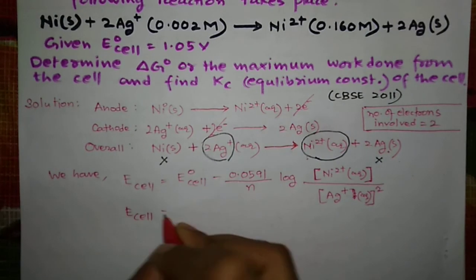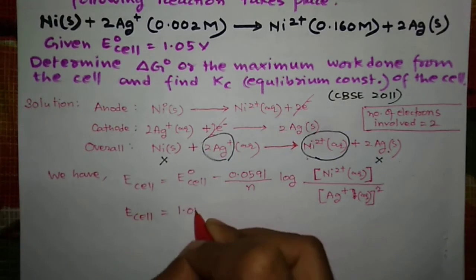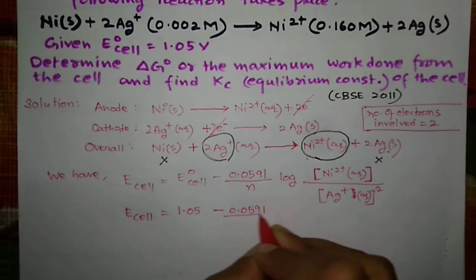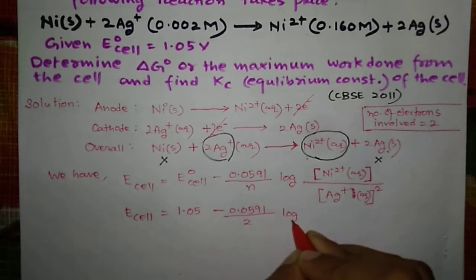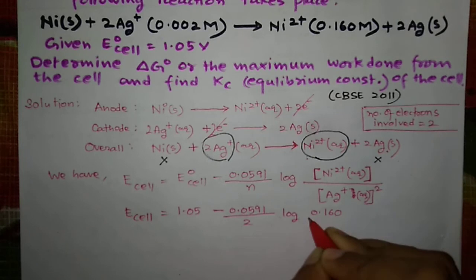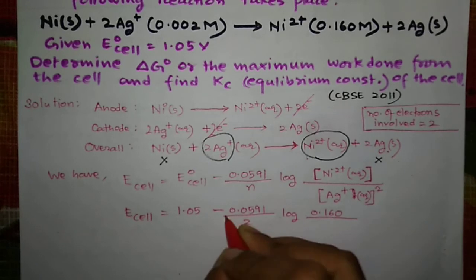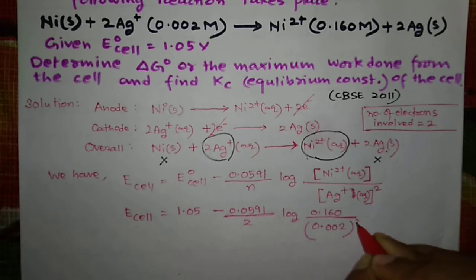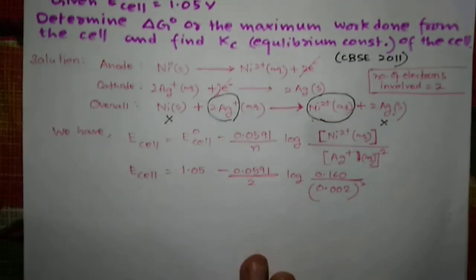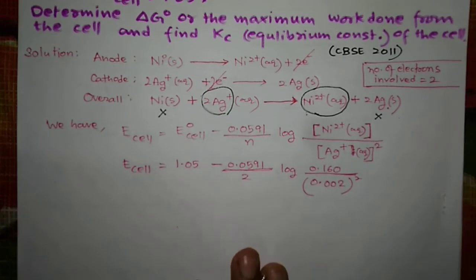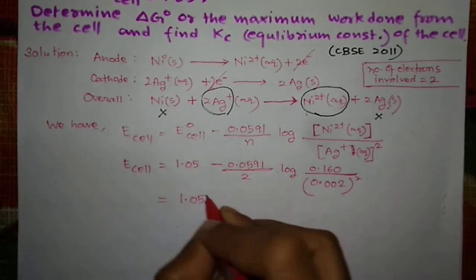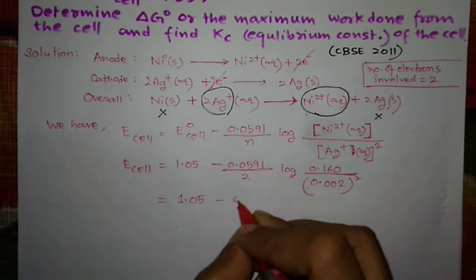So E cell equal to E naught cell. So E naught cell is 1.05 volt minus 0.0591 by 2 log of nickel, the value of concentration. Once you write the concentration value, don't write the bracket because the bracket represents the concentration. Already you have put in the value, so no need to write the brackets. And don't forget the square because there is a square in the denominator also. Okay, so up to here it is clear, I think. Now do a simple calculation, just a simple calculation.